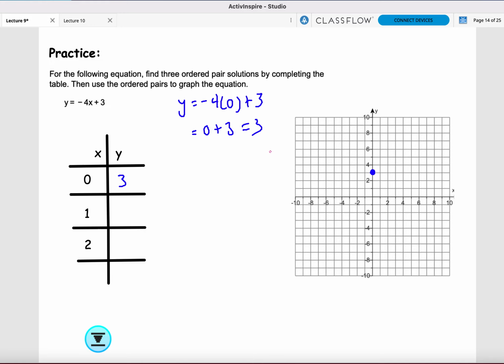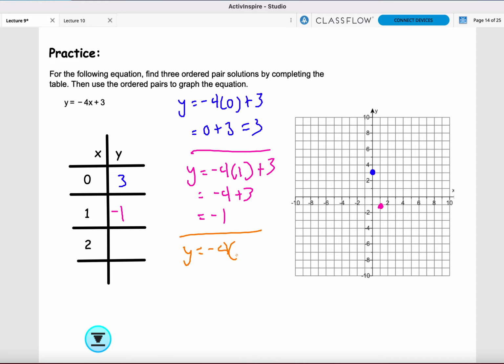Alright, now I'm going to go ahead and look at x is 1. So it'll be y equals negative 4 parentheses 1 plus 3. Negative 4 times 1 is negative 4 plus 3, which is just negative 1. So when x is 1, y is negative 1. Now we're going to go ahead and do 2. So now we have y equals negative 4 times 2 plus 3, which is negative 8 plus 3. You owe me $8, but you only have 3, so you're still going to owe me $5. So then this is their point here.